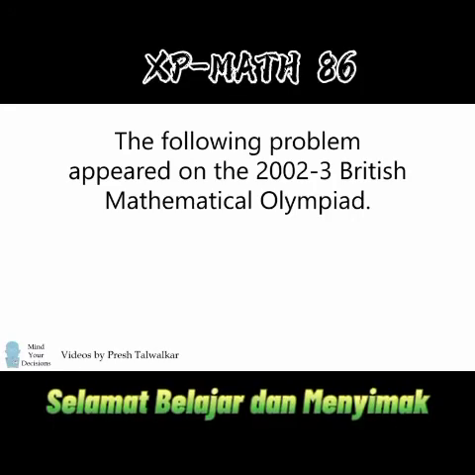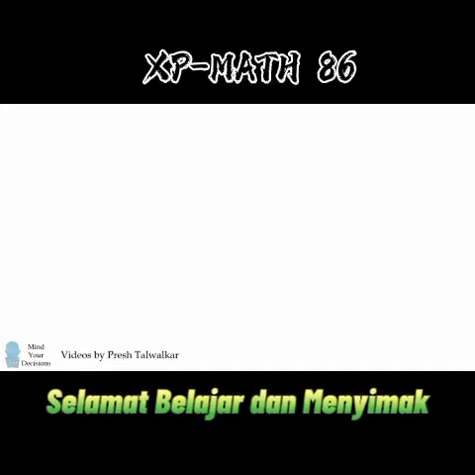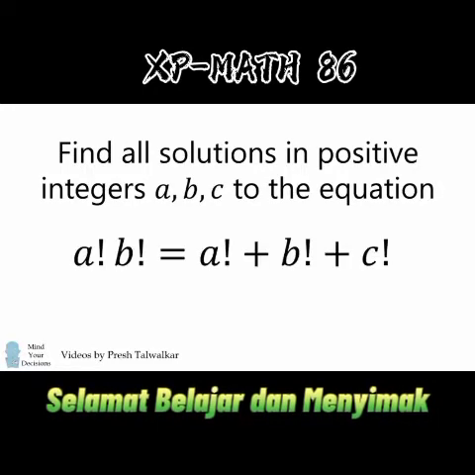The following problem appeared on the 2002 to 2003 British Mathematical Olympiad. The challenge is to write a complete proof. It is not sufficient to provide a numerical answer alone. Find all solutions in positive integers a, b, and c to the equation a factorial multiplied by b factorial is equal to a factorial plus b factorial plus c factorial.